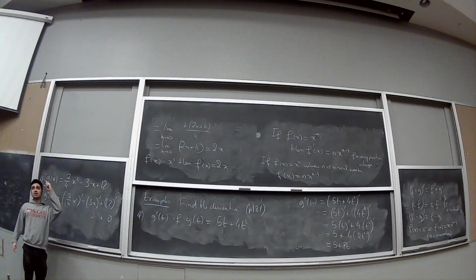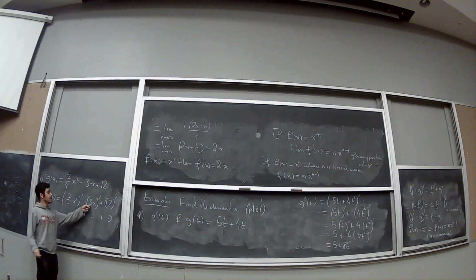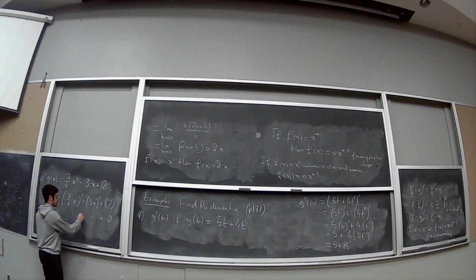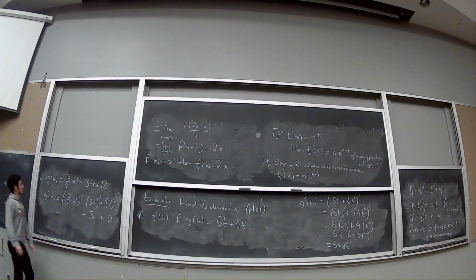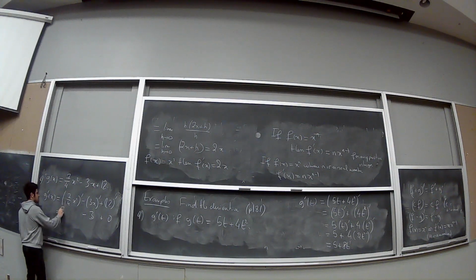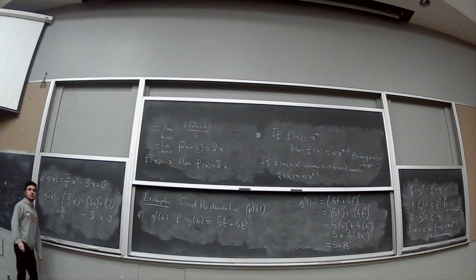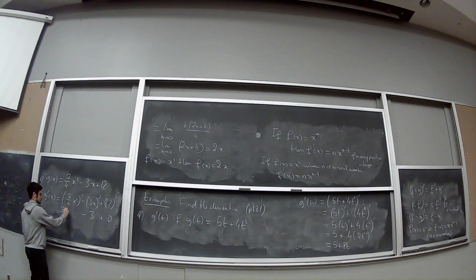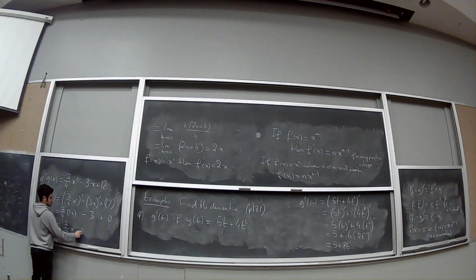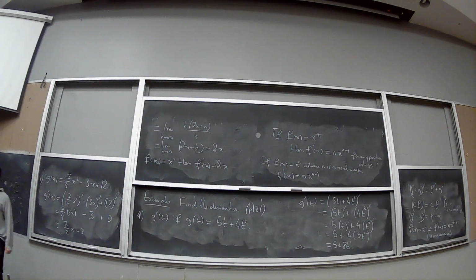Great. What's the derivative of x here? The derivative of x is 1, right? If I multiply by 3, the derivative of a constant times x is 3. Now, what's the derivative of 7/4 times x squared? It's 7/4 times the derivative of x squared. What's the derivative of x squared here? 2x. So what do we get? We get 7/2 x minus 3. Okay?